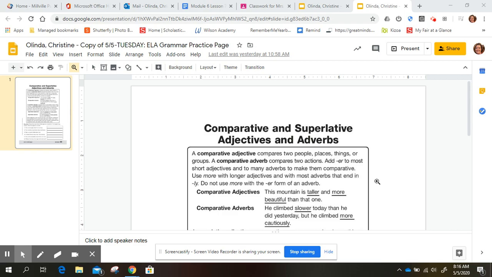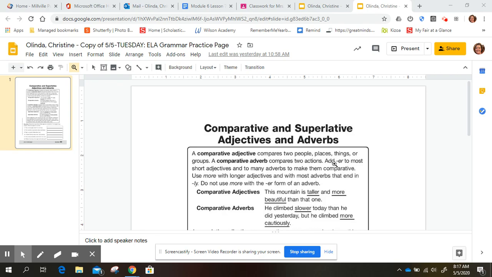Good morning, fourth graders. This worksheet is for comparative and superlative adjectives and adverbs for Mrs. Jackson's class. And it says a comparative adjective compares two people, places, or things, or groups. So you're comparing, you know what that is when we compare and contrast. So comparative, you're comparing two things, places, or people. A comparative adverb compares two actions. So again, compare two things.